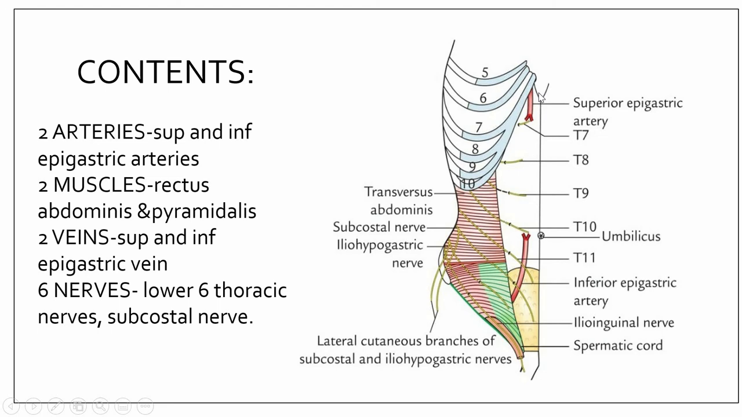And the veins, which are not seen in the picture, accompany the arteries, and the superior epigastric vein drains into the internal thoracic vein. Similarly, the inferior epigastric vein drains into the external iliac vein. We have finally the intercostal nerves T7, T8, T9, T10, T11, and the subcostal nerve T12. They pass from the intercostal spaces into the abdominal wall.